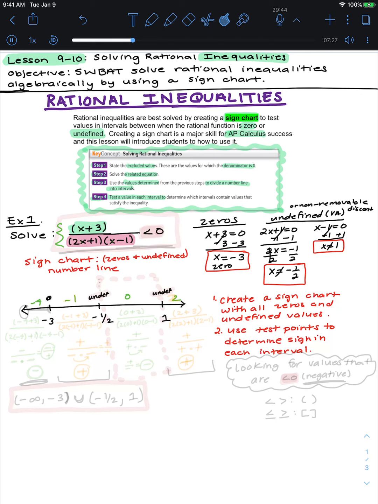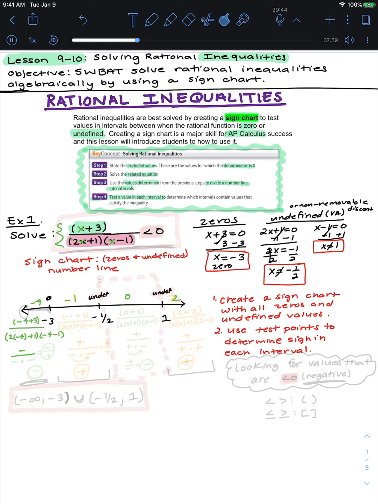So I'm going to go ahead and have -4 plus 3 over 2 times -4 plus 1 times -4 minus 1. So -4 plus 3, and basically all I did is just replace every single x value here with the values that I chose over here. So -4 plus 3 is going to be a -1, so I'll just put a negative because I don't care about the numbers. I care about whether the values are positive or negative.